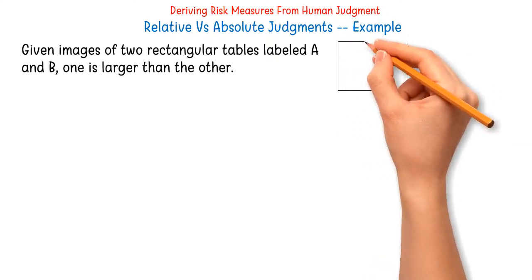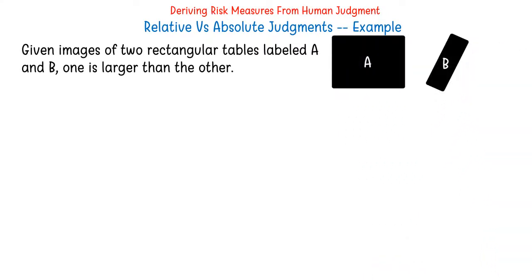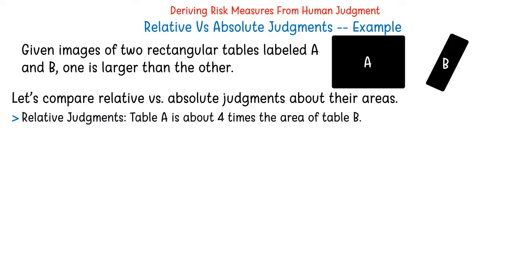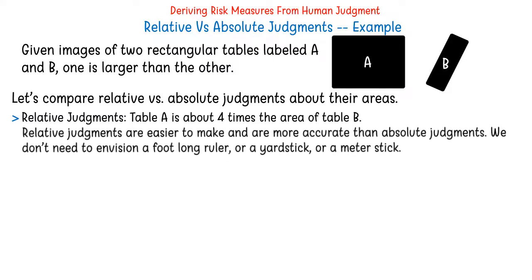Example of relative versus absolute judgments. Given images of two rectangular tables labeled A and B, one is larger than the other. Let's compare relative versus absolute judgments about their areas. Relative judgments. Table A is about 4 times the area of Table B. Relative judgments are easier to make and are more accurate than absolute judgments. We don't need to envision a foot-long ruler, or a yardstick, or a meter stick.